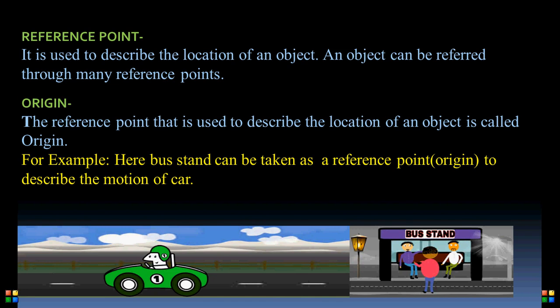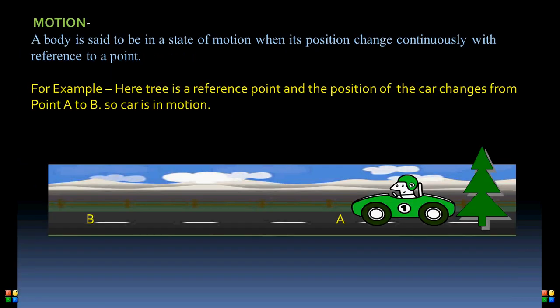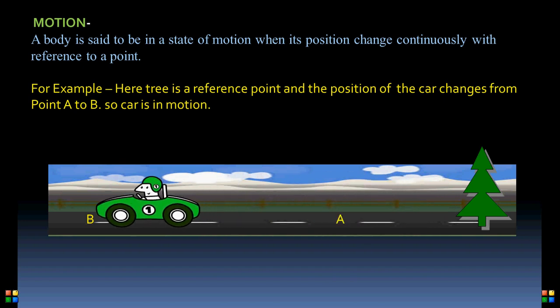Next we talk about motion, which is a very important topic. As per the definition of motion we know that a body is said to be in a state of motion when its position changes continuously with reference to a point. For example, here the tree is a reference point and the position of the car changes from point A to point B. So the car is in motion.